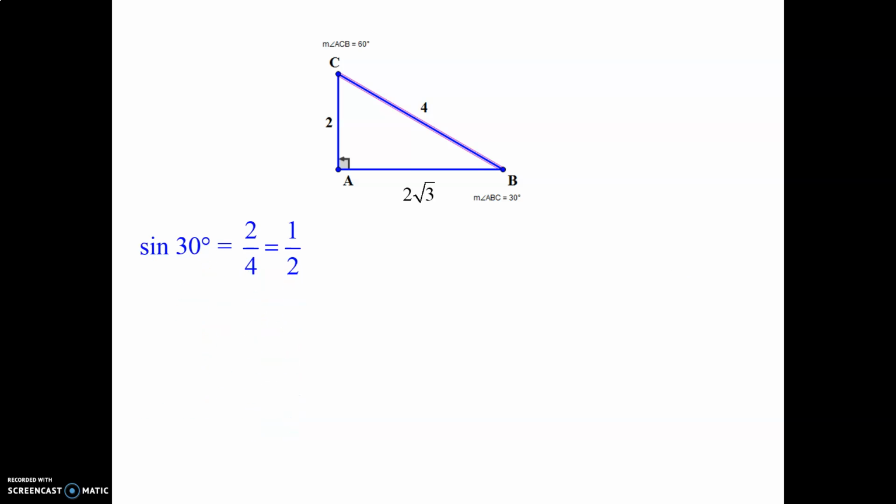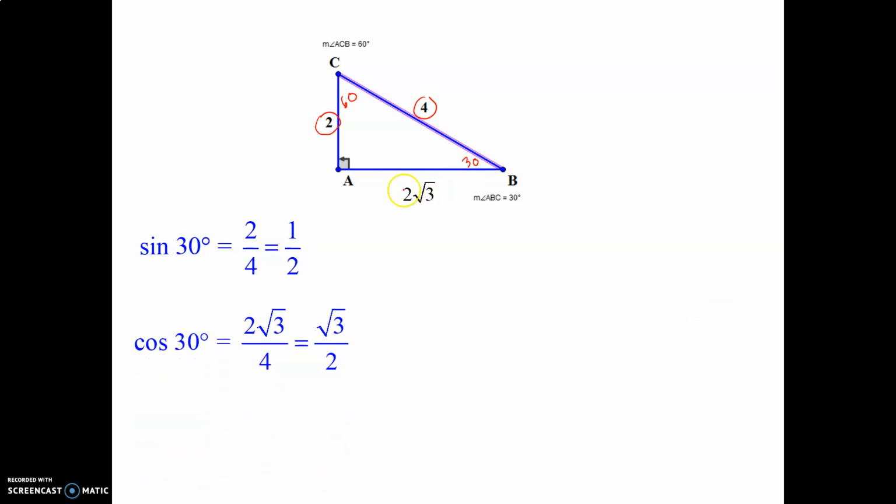Okay, so now if I have this triangle and I want to know the sine of 30 degrees, here is the 30-degree angle, which means this must be the 60-degree angle. So the sine would be the opposite over the hypotenuse. So the opposite is 2, hypotenuse is 4. So 2 over 4, which reduces to 1/2.